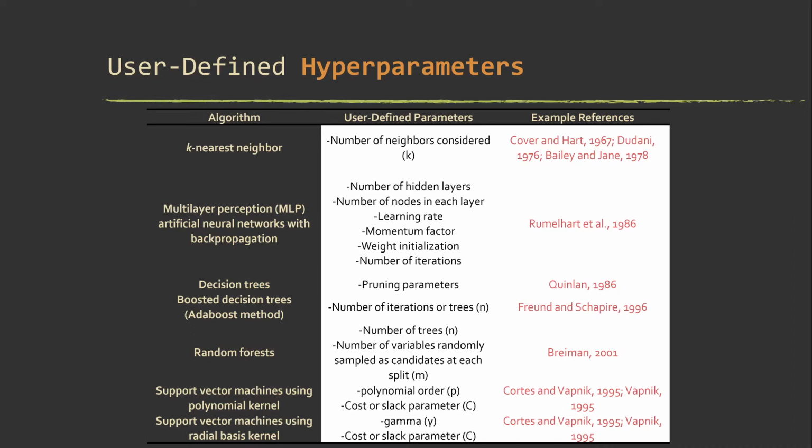So things like decision trees have the pruning parameter, the depth, the number of features in a split before you stop splitting. Random forest has the mtry and the number of trees. Support vector machines is going to have the cost parameter, the slack parameter, and also kernel specific parameters like gamma, epsilon, or the polynomial order. So what parameters you may optimize is going to depend on the algorithm you're using.